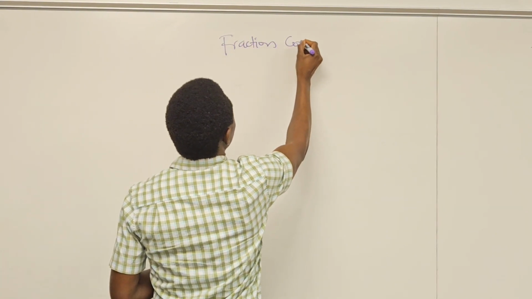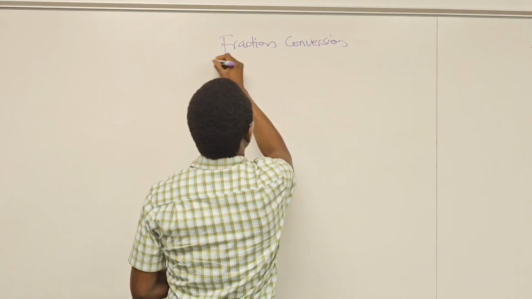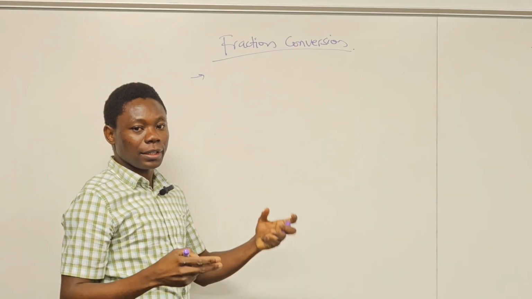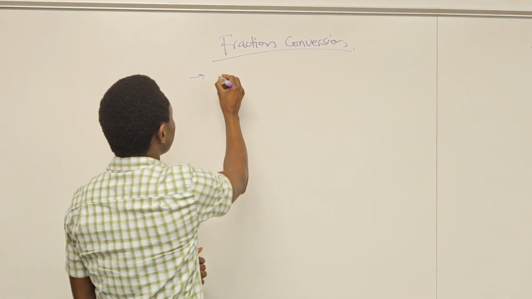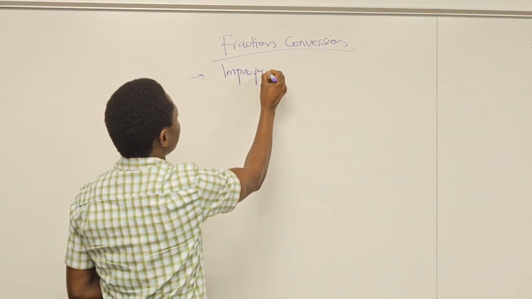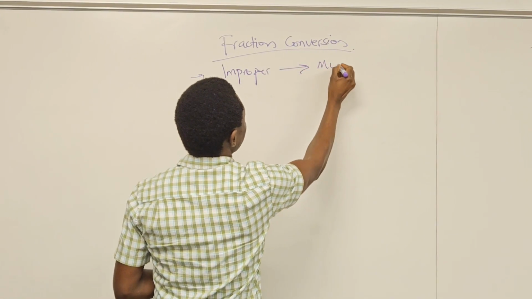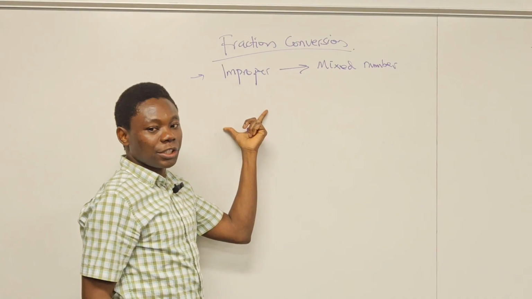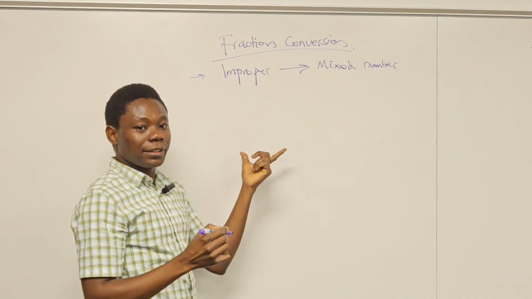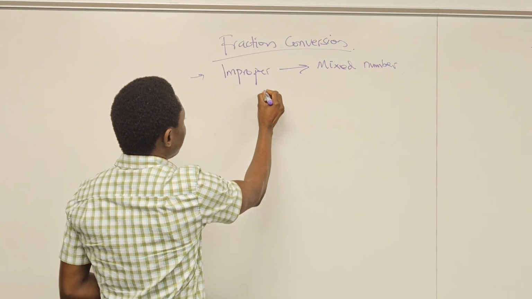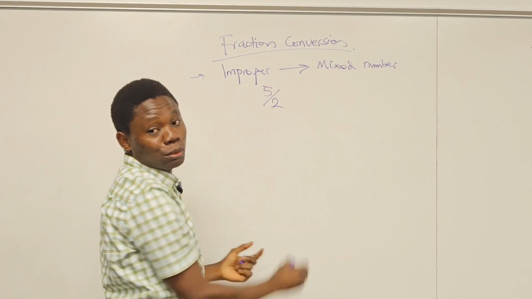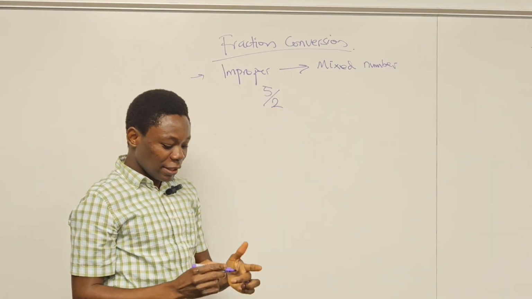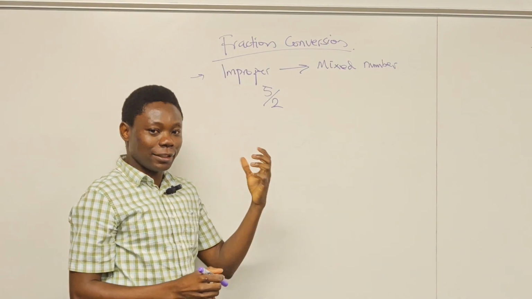All right, now let's talk about conversion of fractions from one form to another. Fraction conversion. Earlier we talked about 3 basic forms of fraction: proper, improper, and mixed numbers. So we can actually convert from an improper fraction to a mixed number. Remember, an improper fraction is one in which the numerator is greater than the denominator. Let's say 5 over 2, right? 5 over 2 is an improper fraction that can be converted to a mixed number such that it will have a whole part and a fractional part.